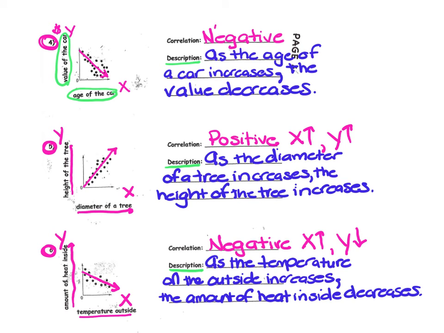Let's check your work. For number 4, you should have stated something like this. As the age of the car increases, the value decreases. For number 5, as the diameter of the tree increases, the height also increases. Give yourself a C if that's correct.